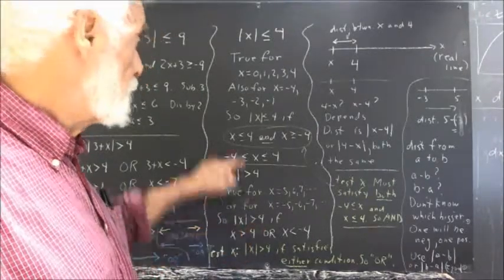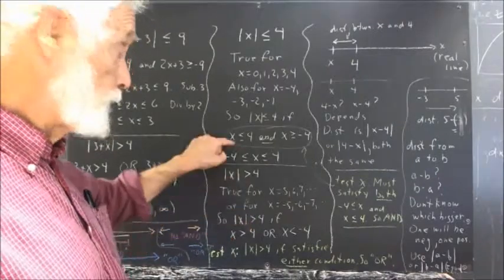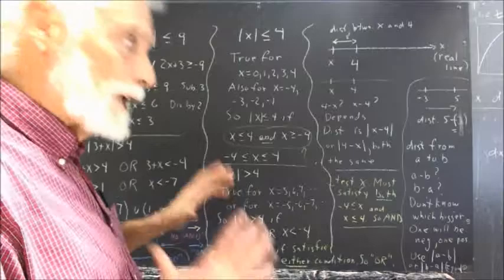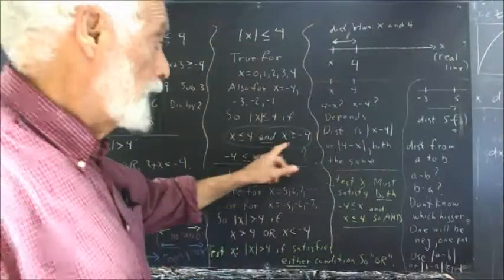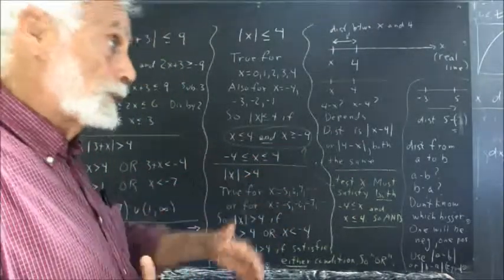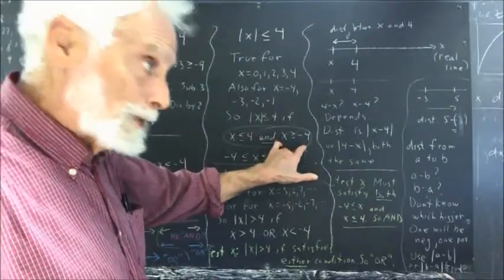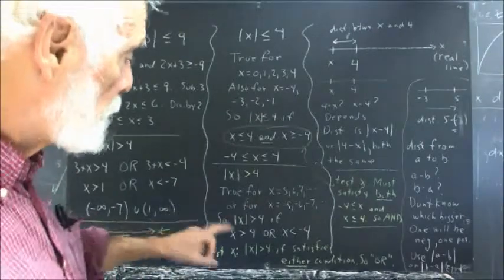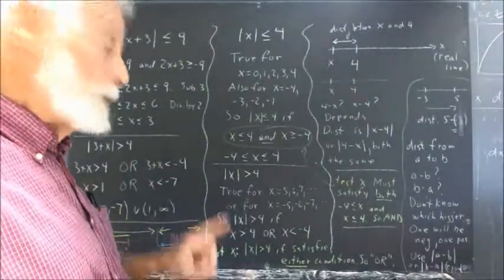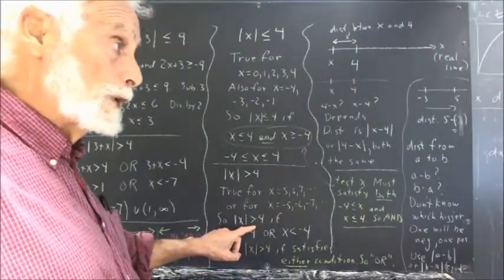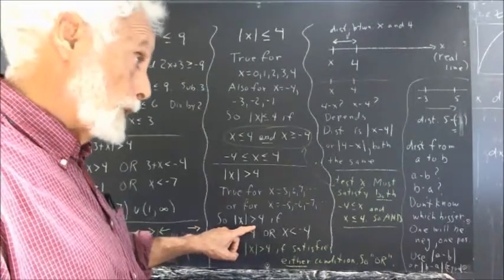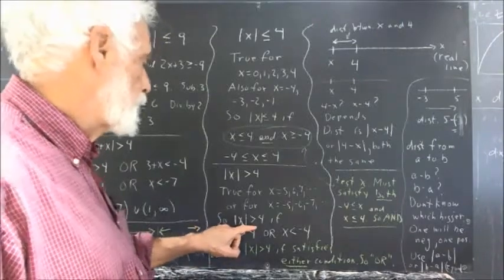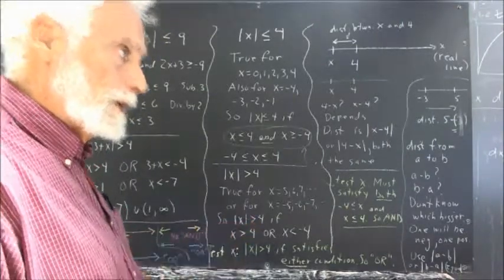Now notice the difference between the situation here and the situation here. X less than or equal to 4 is not enough all by itself. We need x greater than or equal to negative 4 as well. And this isn't sufficient by itself. We need this, so we need both of these. Here, it's true, provided x is greater than 4, and we don't have to answer any other questions, we have a true statement. So this is greater than 4 if x is greater than 4, end of that part of the story.